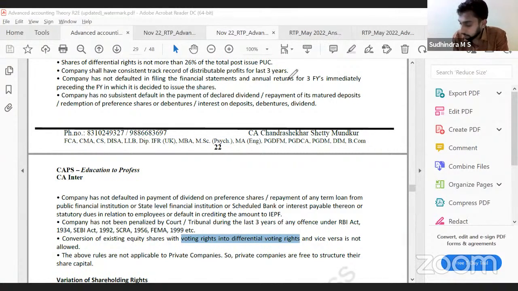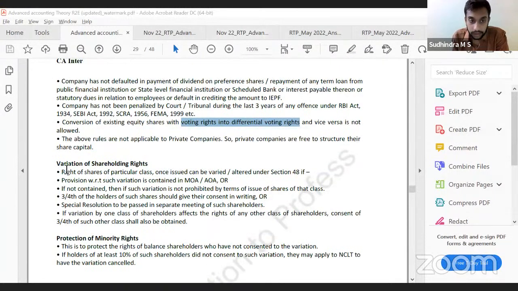Then, the above rules are not applicable to private companies. So private companies are free to structure. For them, they have no conditions. They are free to structure.